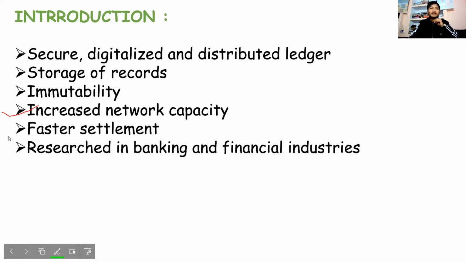Now, gentlemen, the next point is faster settlement. What is faster settlement? If there are any two parties, like one is a customer and one is a supplier, then the settlement and the transactions between them will be very fast.